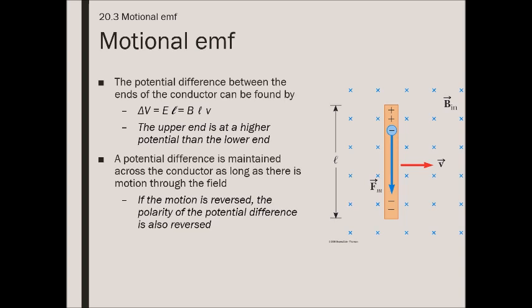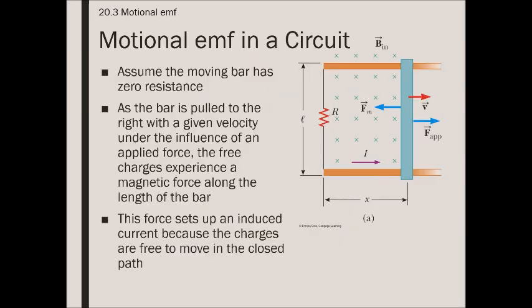So we know delta V is equal to E times D, and we know that delta V is also equal to vLB. So we're going to use this form more often in this case, but we remember delta V is equal to E times D. And since we're talking about L, that D becomes an L in the case of this bar, because we want to know the potential difference across the bar. So delta V is equal to vLB, where the upper end is at a higher potential than the lower end. If the bar moves in the other direction, then the charge is going to reverse as well.